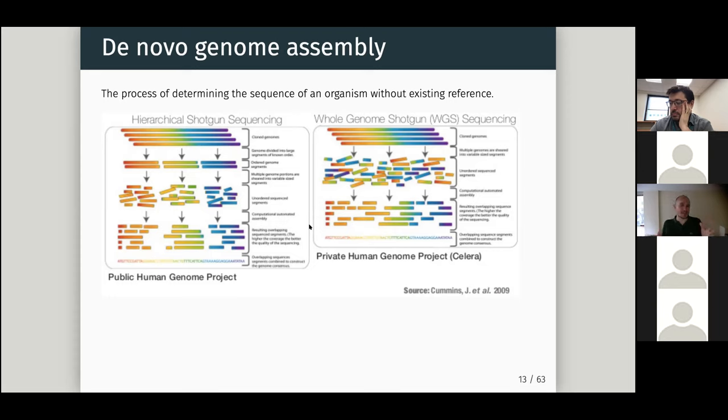There was a scientific disagreement between these two groups, because the public project was using the hierarchical shotgun sequencing approach, where the idea is that you take BAC clones. These are artificial chromosomes that some bacteria can harbor, and you have very big chunks of DNA in each one of these, and you sequence those independently. This is a way to reduce the complexity of genome assembly, because the human genome is 3 gigabase pairs, and there are a lot of repeats scattered across the genome, a lot of regions that look very similar. If you try to find the overlap between them, it's very, very challenging.